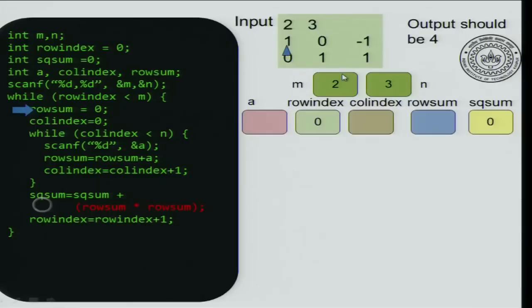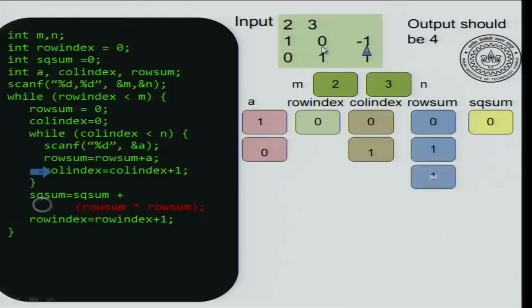Now you initialize row sum equal to 0. Column index equal to 0, and while column index is less than n, you scan the next number, which is 1. Okay. Add a to the row sum, so row sum becomes 1. Increment the column index, so you reach column 1, row 0. Read that number, add it to the row sum. Go to the second column, read the number and add it to the row sum.